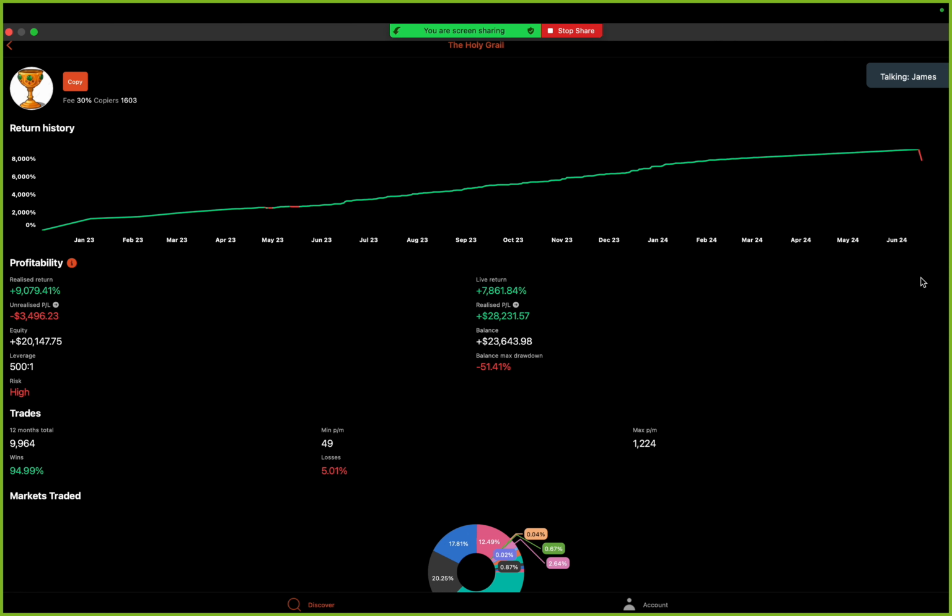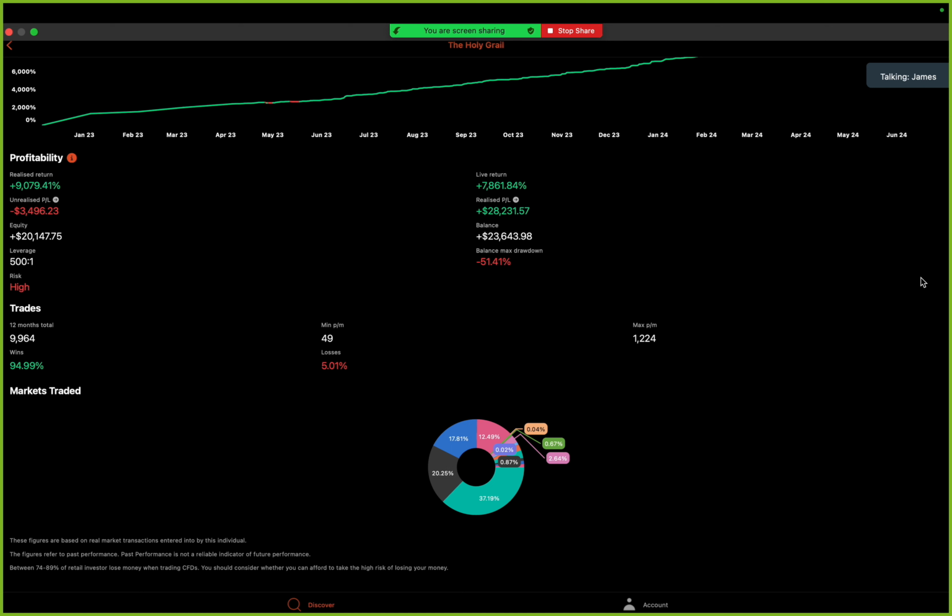Now, at the bottom, you can see that the wins are 95% and the losses are 5%. And if you scroll down a touch further, you can see the different currency pairs that they traded. We've got GBP USD, GBP JPY, Euro USD, and Euro AUD, as well as a few other currency pairs, okay?